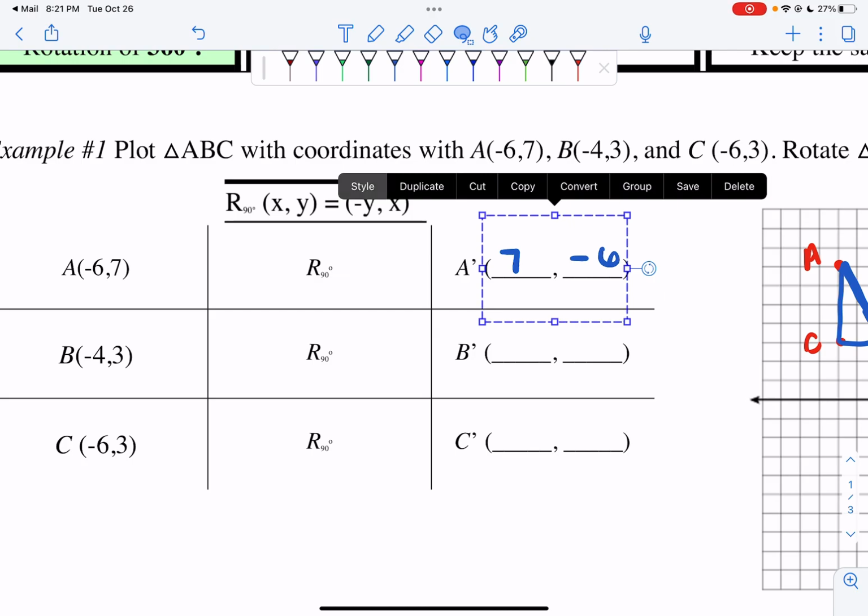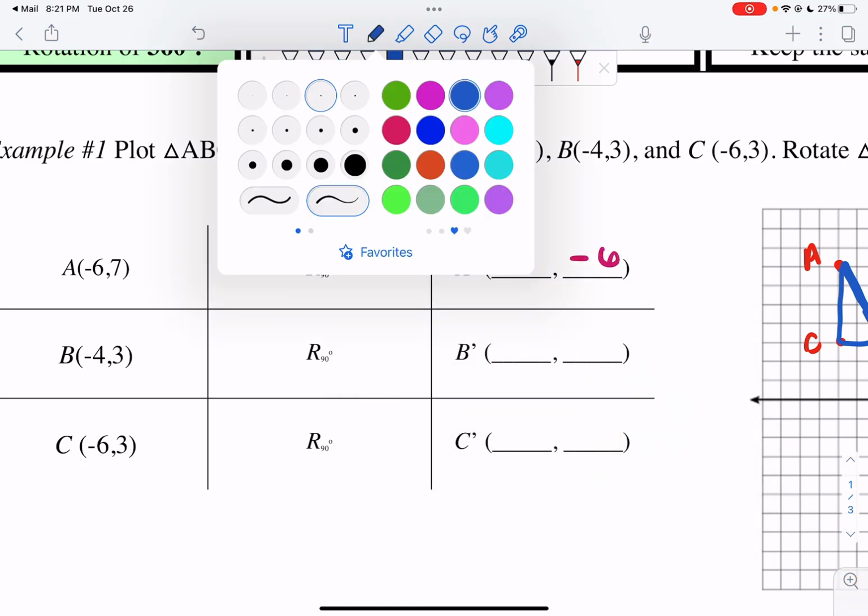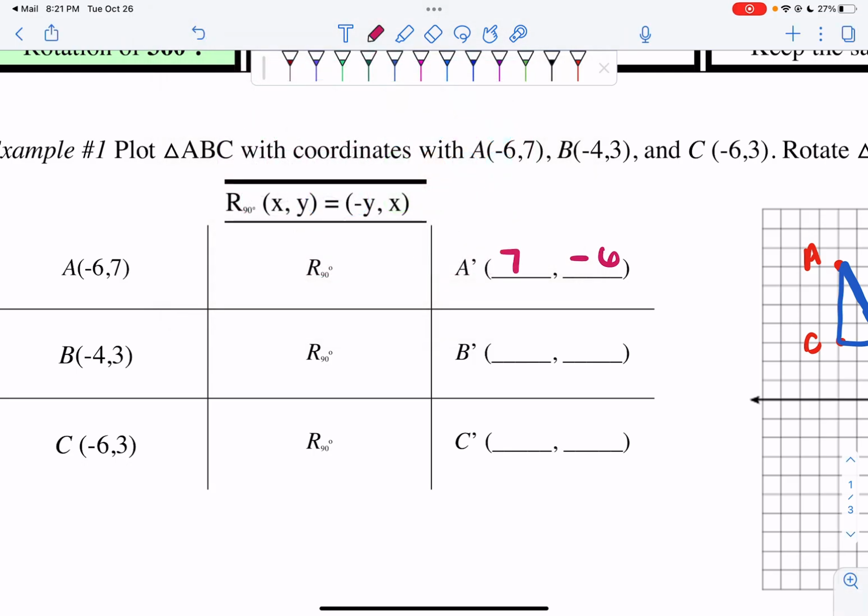Let's make it this color. So I switch them and I make my first value opposite. So the opposite of a +7 is a -7.